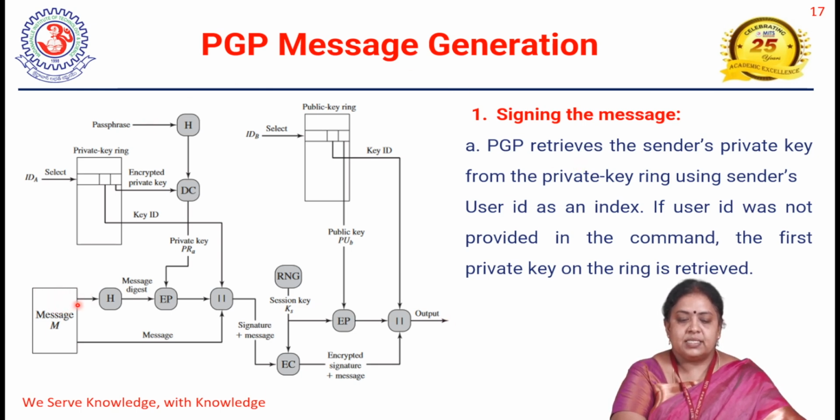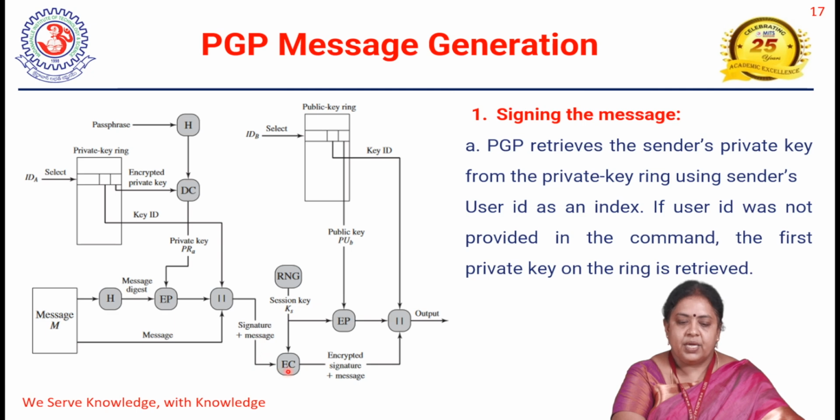So first the message is given to the hash function in order to generate the hash code. Then this message digest, that is a hash code, has to be encrypted. So how is it encrypted? By using the private key of the sender, which we can get from the private key ring. But this key is encrypted, so that can be decrypted by using the passphrase. So we are going to get the key. By using the key, we are going to encrypt the digest. Then the encrypted digest has to be appended to the original message, that is the signature and message.